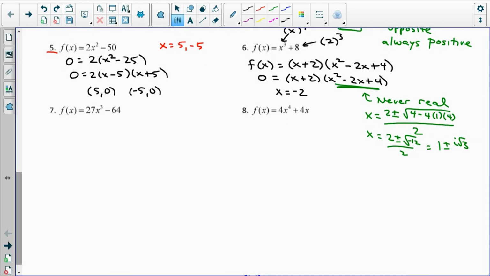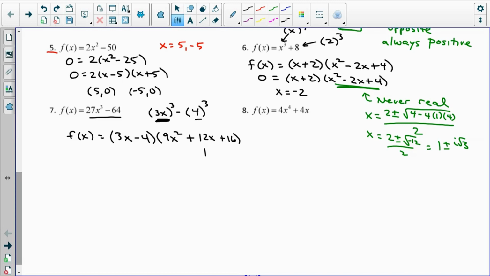Okay, in this one, I have the difference of two cubes. So f of x equals, first of all, I need to recognize what's being cubed. So 3x is being cubed, and 4 is being cubed. So my a is 3x, and my b is 4. So I have 3x minus 4, because I have the same sign here. Then I have 9x squared, because if I take 3x and I square it, I get 9x squared. Opposite sign, 3x times 4 is 12x, and then 4 squared is 16.